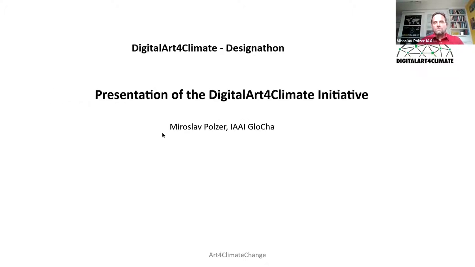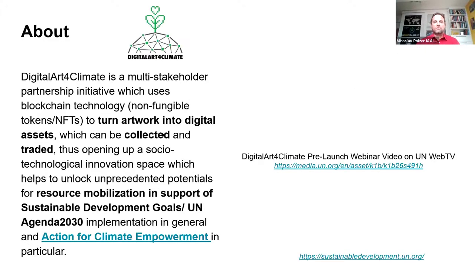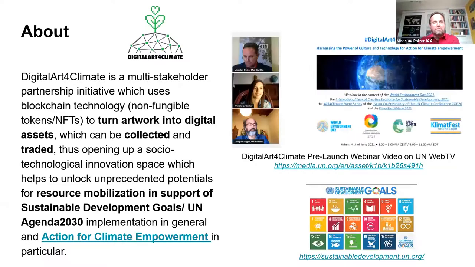So let me briefly introduce you to some more information about the Digital Art for Climate initiative. Digital Art for Climate is a multi-stakeholder partnership initiative which uses blockchain technology, the so-called non-fungible tokens, NFTs, to turn artwork into digital assets, which can be collected and traded. The overall aim of this initiative is to support climate action around the world in the context of United Nations goals and programs, especially sustainable development goals.